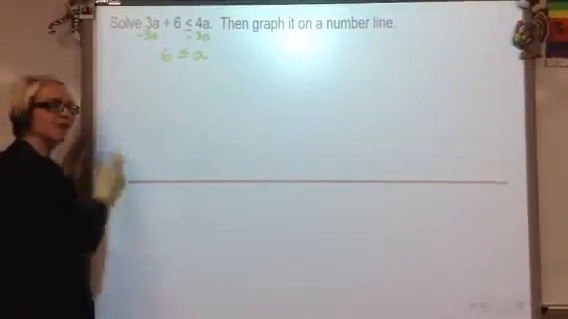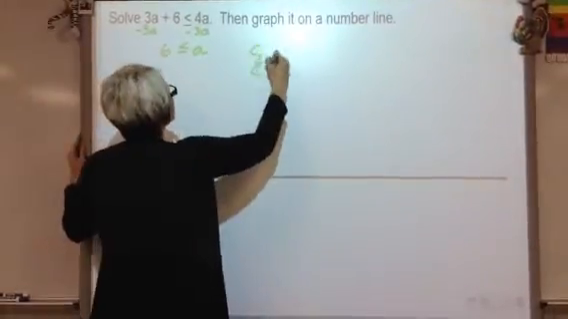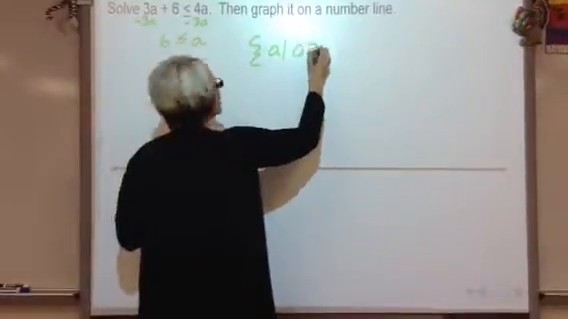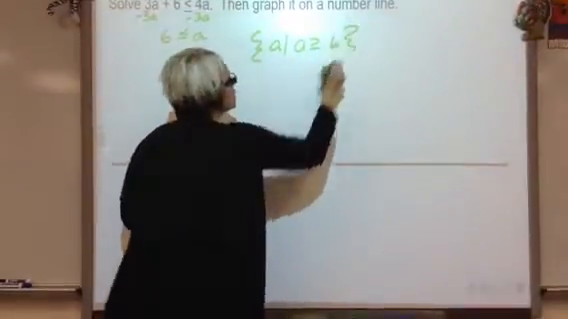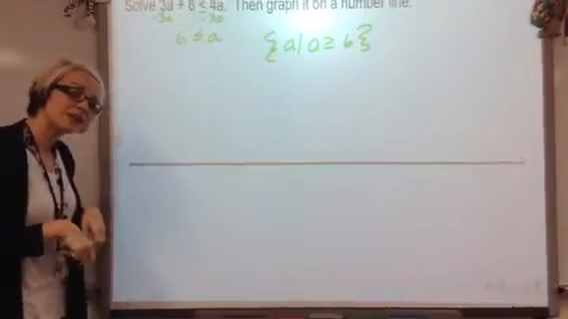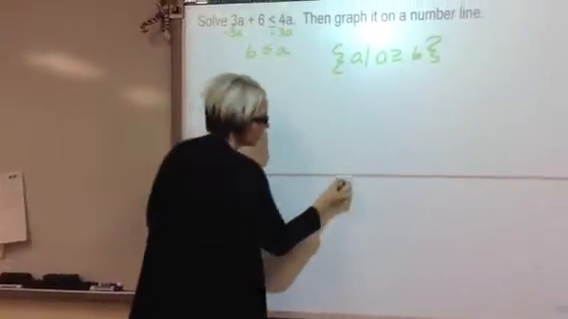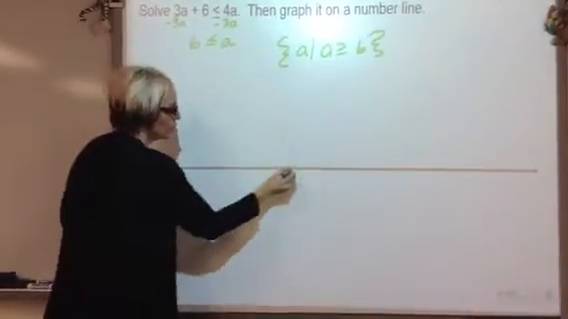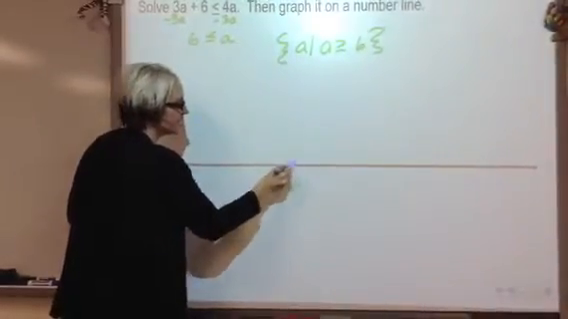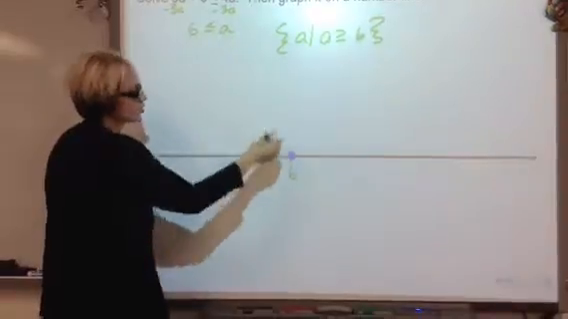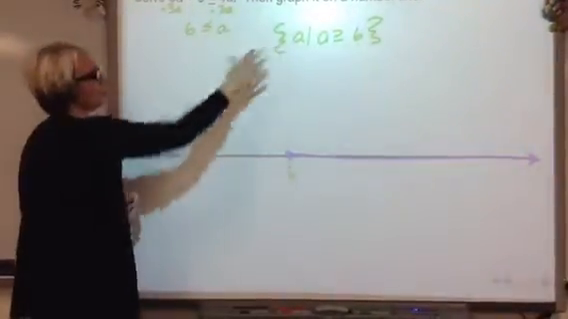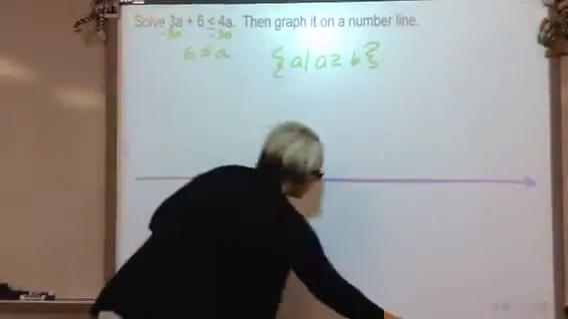This is not my final solution. Remember, we need set builder notation, a such that a is... see how the alligator is eating the a, so it must be the same over here. So my solution is a when a is greater than or equal to 6. So here is 6 on the number line. This one is equal to, so it's a solid, and it's everything greater than 6. And that is our graph for this situation.